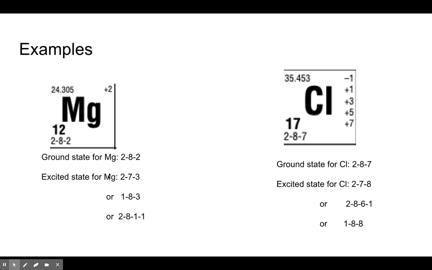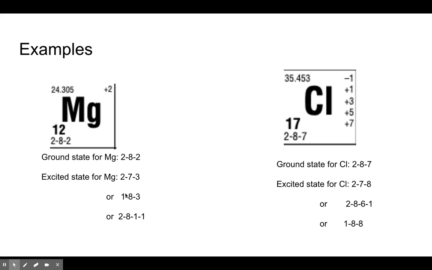An excited state would mean that one of those electrons has jumped up a level. So let's take a look at the ground state. What if one electron jumps from the second up to the third? Well, that's how you get 2-7-3. If it jumps up, you'd have only 7 here and 3 in the upper level. And so this would be an excited state.